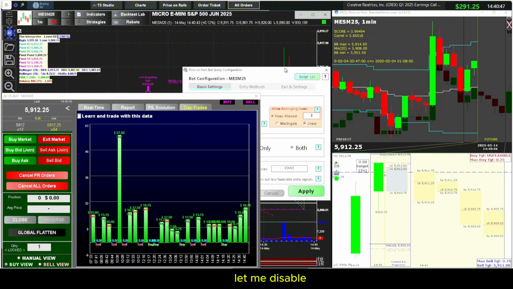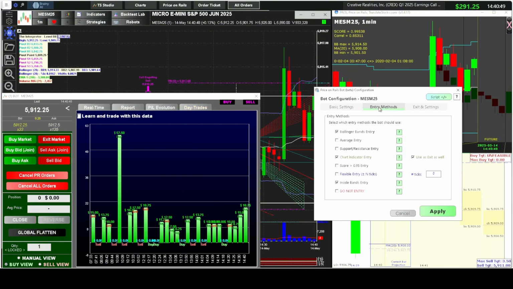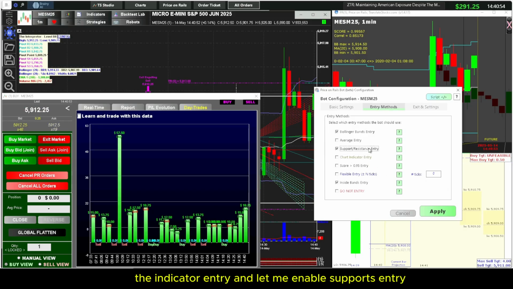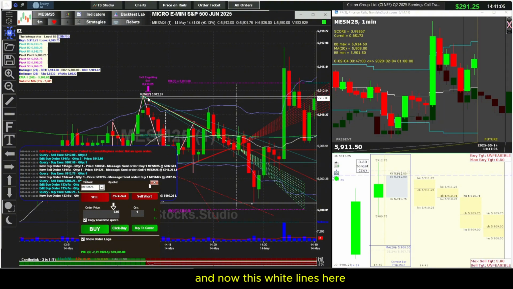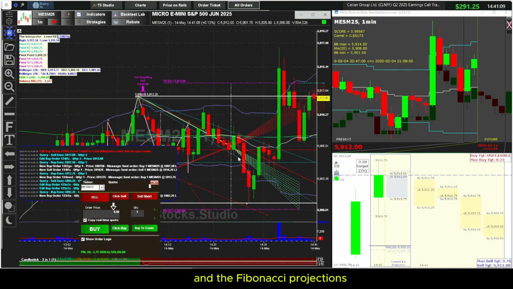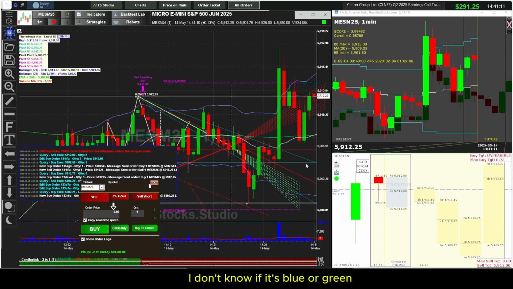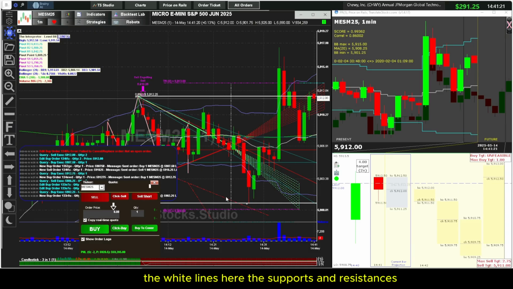Let me disable the indicator entry and enable supports entry, because it seems that supports are pretty good right now. And now these white lines here and the Fibonacci projections, I don't know if it's blue or green, these 61.8% lines, they will be an entry point, the same way the white lines here, the supports and resistances.